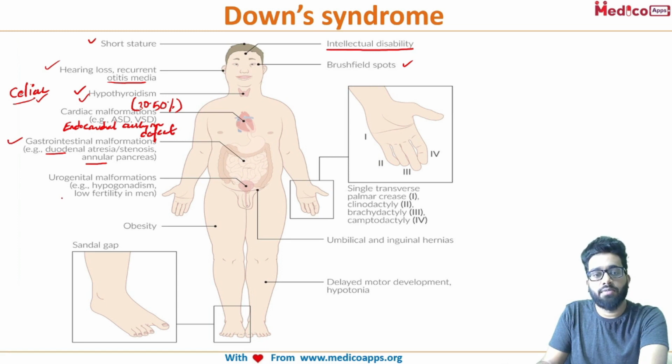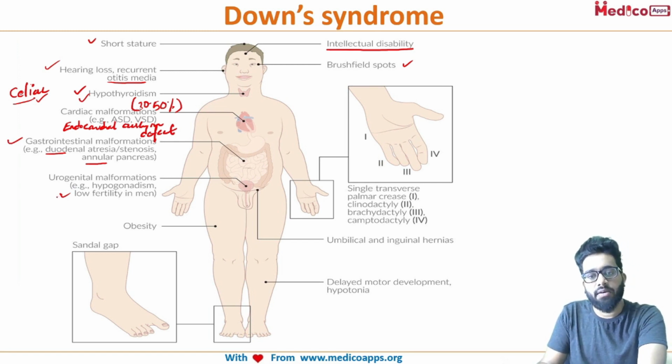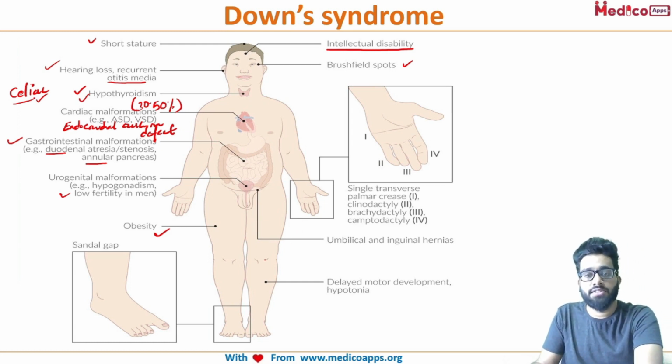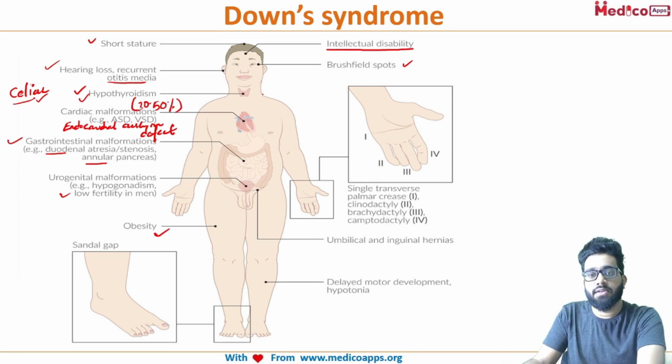So that is the reason you have low fertility in men because of azoospermia. Usually males end up having infertility, so low fertility, and females usually are fertile and they can produce children. In the phenotypic features, other features you can have are obesity and a very characteristic feature which is called sandal gap. Sandal gap is basically a gap between the first and the second toes of your foot. Okay, this is also a feature. And then you have joint problems like lax joints. You have hyperextensibility of joints in the neck. You have a very characteristic feature which is called atlanto-occipital instability.